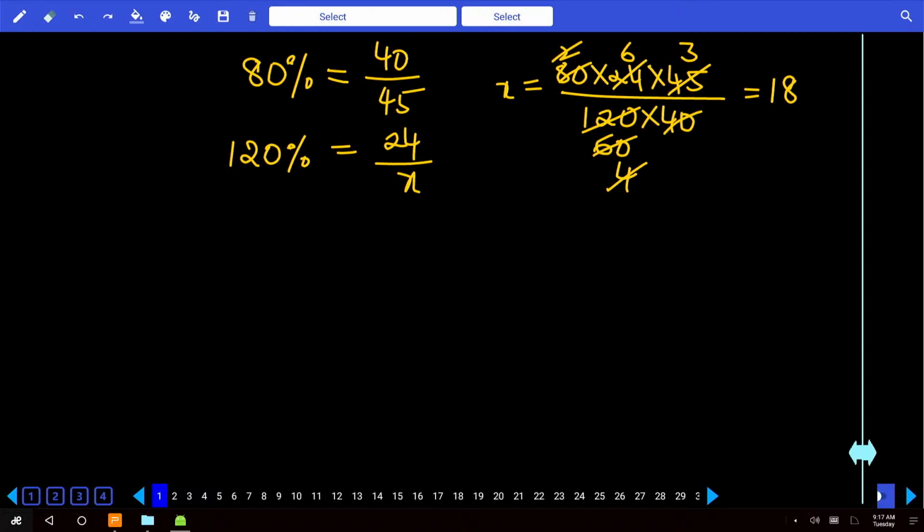First case, there is a loss of 20%. Selling price becomes 80%. Next case, you are expecting 20% profit. That is 120.